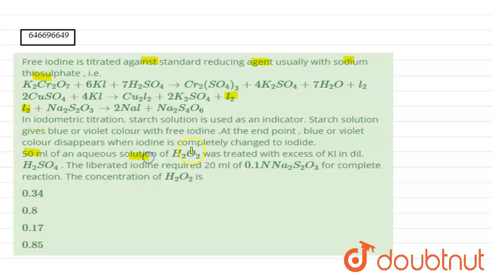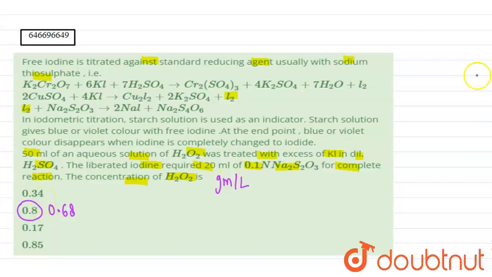50 ml of aqueous solution of H2O2 was treated with excess of KI in dilute H2SO4. The liberated iodine required 20 ml of 0.1 normal sodium thiosulphate for complete reaction. The concentration of H2O2 is being asked, and it should be in gram per liter. This is the first option, and our second option is 0.68. That is the second option.